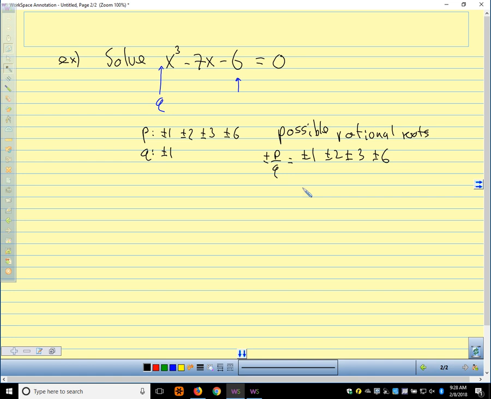Yes? So do those ever simplify, like 6 over 2? Yeah, that would be just 3. And then you can just keep it like the other 3, yeah, for p. Exactly.